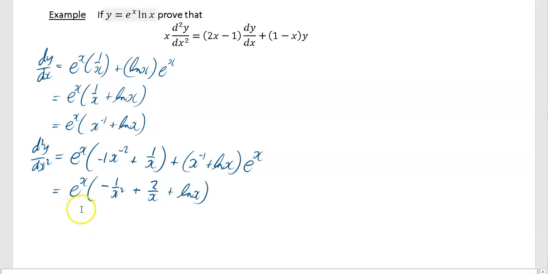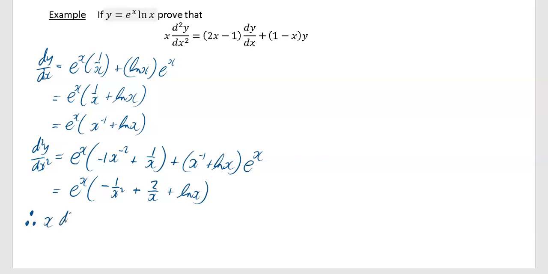Okay, I want to just investigate what x times my d2y. So I've got my dy by dx, I've got my y, and I've got my d2y by dx squared. So I want to investigate what my left-hand side would look like. So I'm going to look at x times d2y by dx squared. Now that's in this form, it's going to be fairly easy.